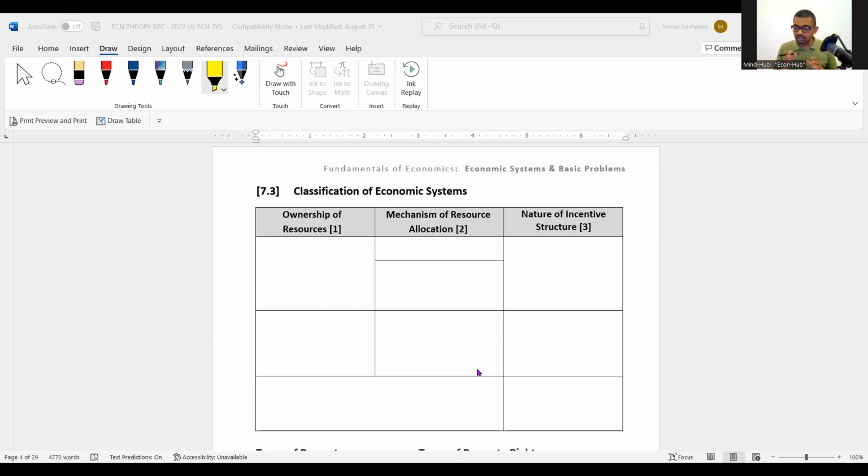Socialist or communist. Then what's the difference between a capitalist and a socialist economic system? The difference is the ownership of resources. In a capitalist system, resource ownership is mainly with the private sector. Land and capital is owned, controlled, property rights are with the private sector. In a socialist system, they are with the government, the public sector. Is that clear?